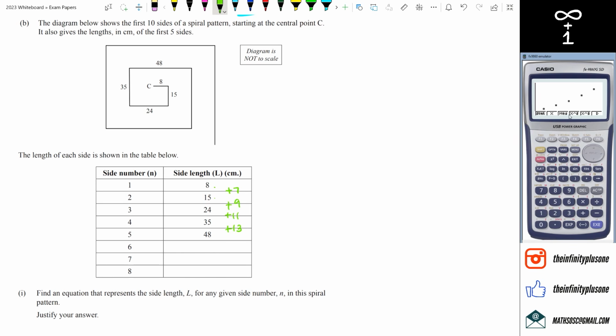And what I've got there is, I know that it's going to be a quadratic, so I'm going to go with x squared. As you can see, the a value is given, the b is given, and the c is given. So the equation is going to be y equals 1x squared plus 4x plus 3. Now, of course, you don't want to be using y and x here, because if you think about it, you've got L and n. So we want to make sure that we actually put L equals 1n squared plus 4n plus 3.